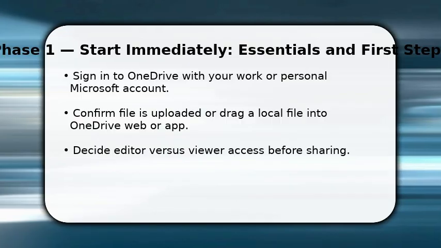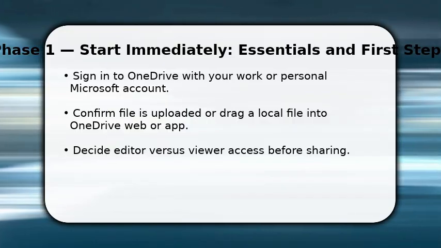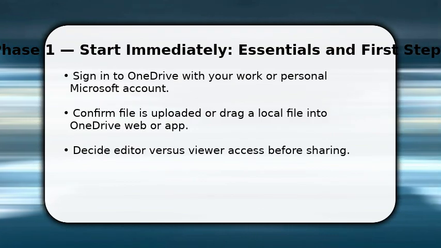If you use the desktop folder, the file sync status must show as available on this device or synced before proceeding. Now, right-click the file to begin the share workflow. You now configure the sharing link.